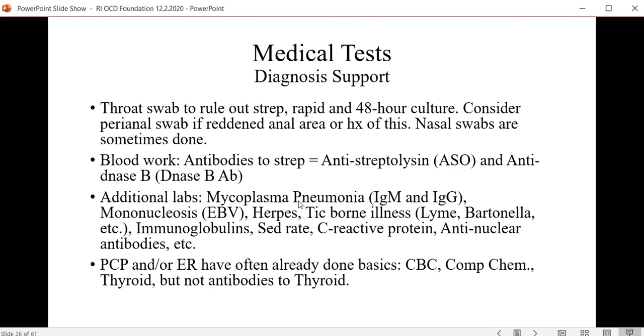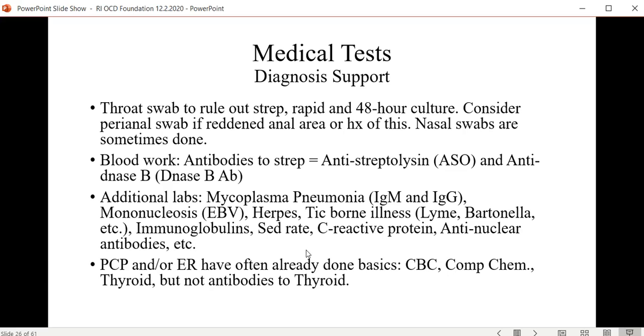Additional blood work: we do look for mycoplasma pneumonia, mono in certain cases, some herpes, tick-borne illnesses, although the standard tick-borne illness measurements, if it's chronic and not acute illness, are often negative, and then you have to look further with specialists. Immunoglobulins are the more advanced studies, measuring your IgE, IgA, etc. These kids typically have reduced IgG in some way. Even though it's hyperactive in the brain, they often have an under amount in their bodies. SED rate, C-reactive protein, anti-nuclear antibodies, etc.